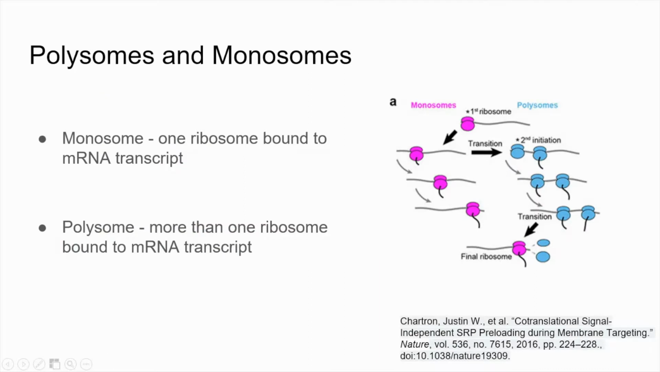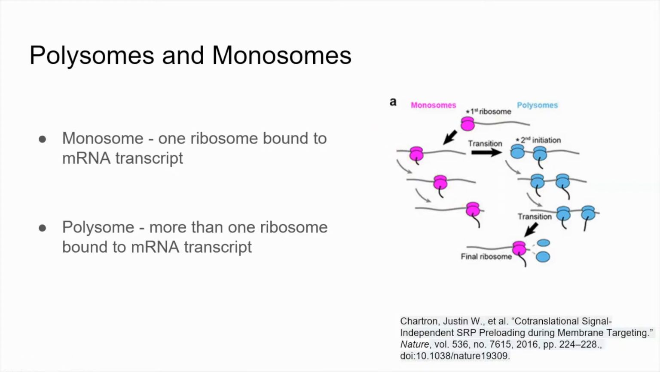So before we get into the actual figure, we want to review polysomes and monosomes so we have a good understanding of them. To begin translation, a ribosome binds to the processed mRNA. When the first ribosome binds, it's referred to as a monosome. You can see in pink here, the first ribosome binds to the mRNA, and this is a monosome.